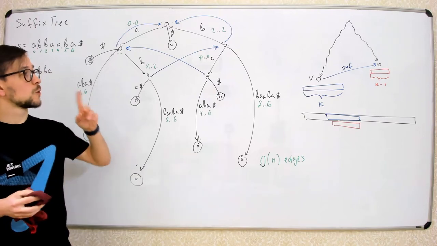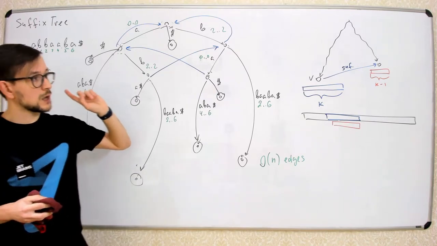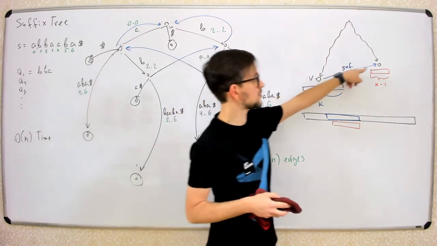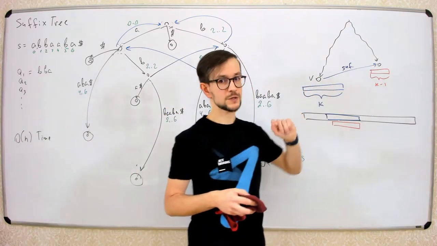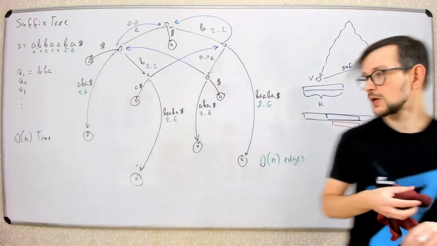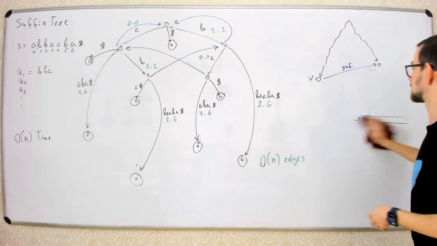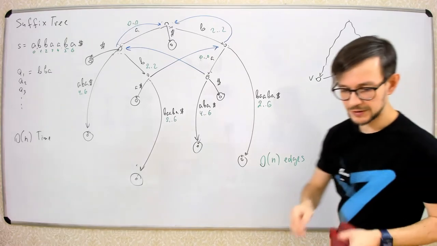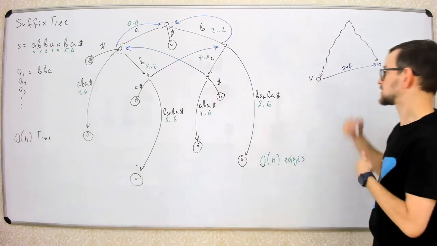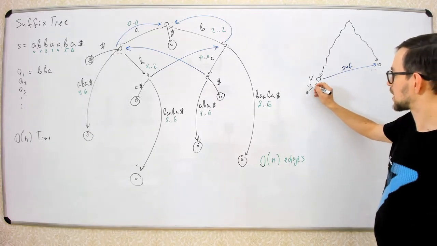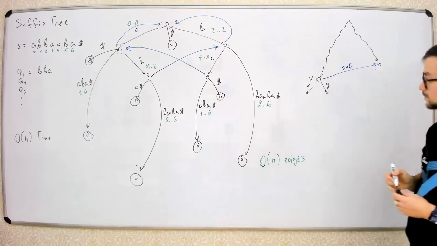Nice. So let's see. Again, I claim that if this node V is uncompressed, then this suffix link node is also uncompressed. Why is this true? Well, this node V is uncompressed. What does it mean? It means it has at least two children. Let's say we have character X here and character Y here.